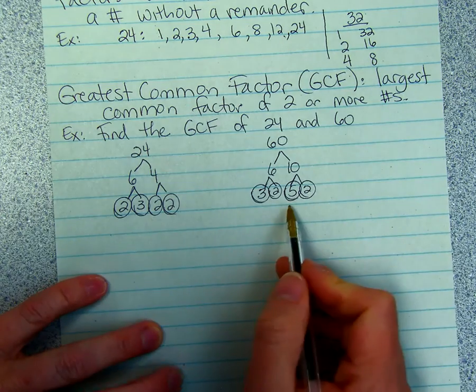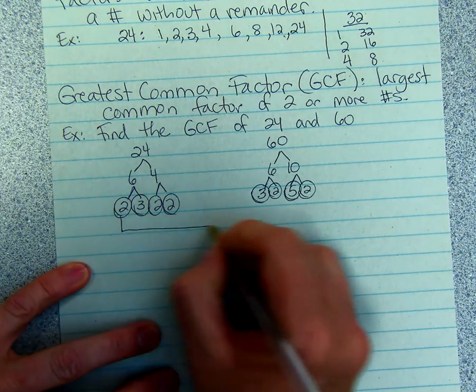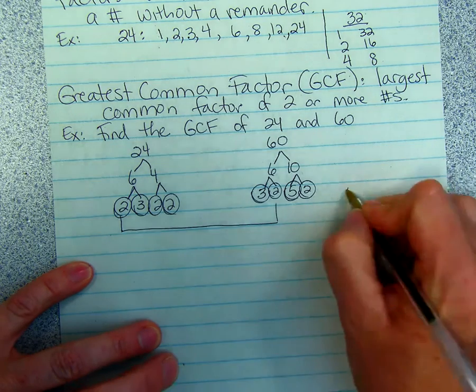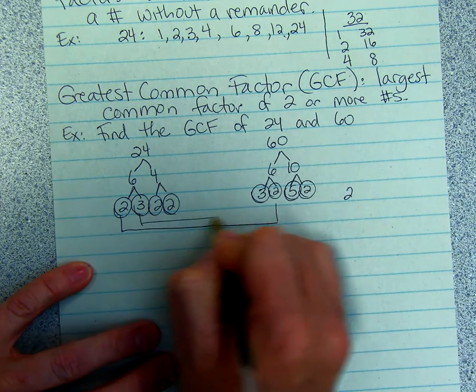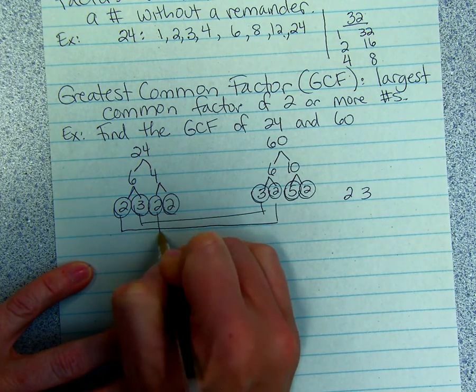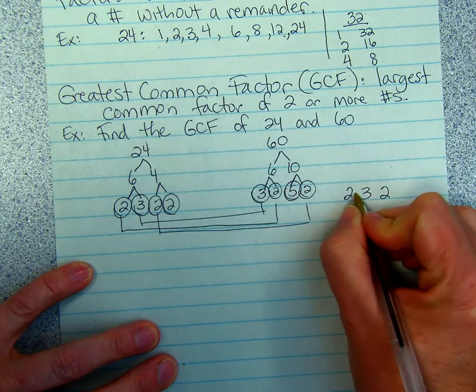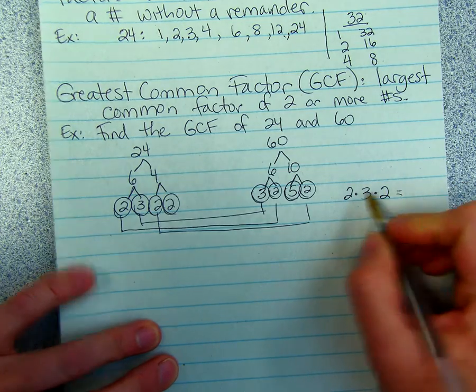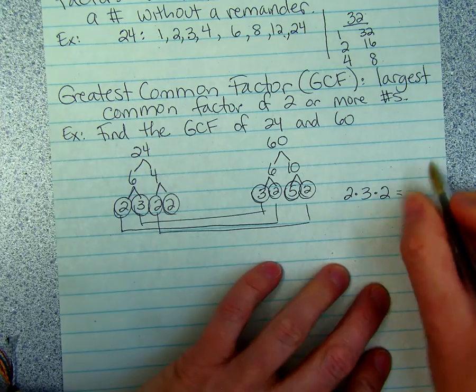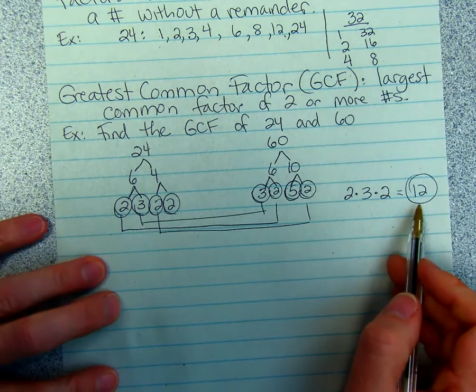So we pick the factors that they have in common. So here's a 2, these 2, so there's a 2. Here's a 3, they each have a 3. Here's another 2. Now they both don't have a 5, so we'll just leave it like this. We multiply those together. 2 times 3 is 6, times 2 is 12. So the greatest common factor of 24 and 60 is 12.